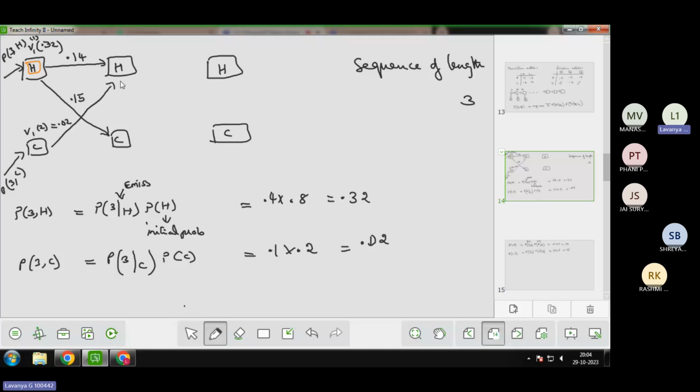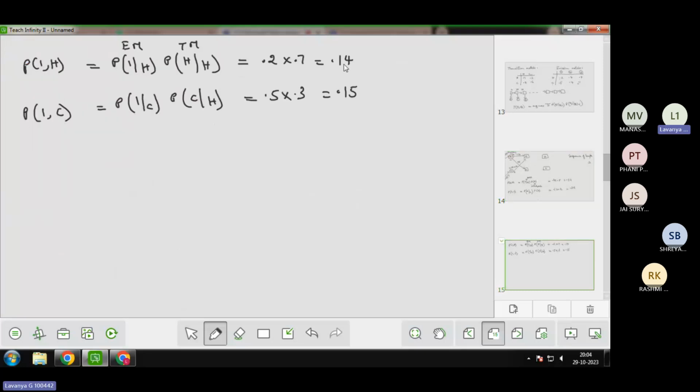From C, I want to go to H. Let me denote it by P3, P1, P2. So this is my P1, this is my P2, and this is going to be my P3. Again, it is 1 comma H. That means with one transition, I go to hot, but this I'm going to go from cold. So it is 1 restricted to H into P of H restricted to C.